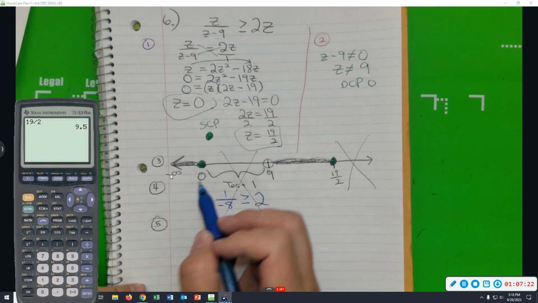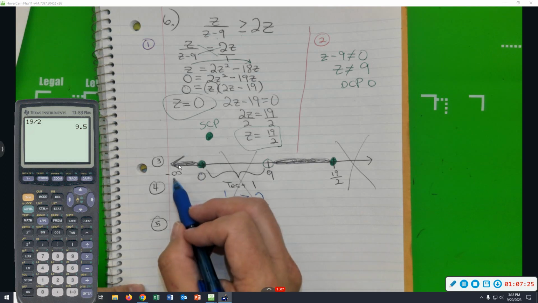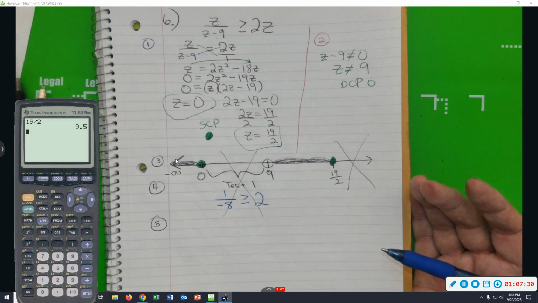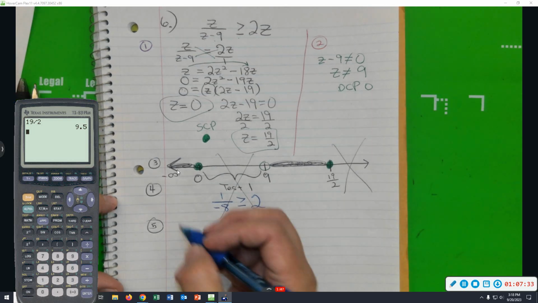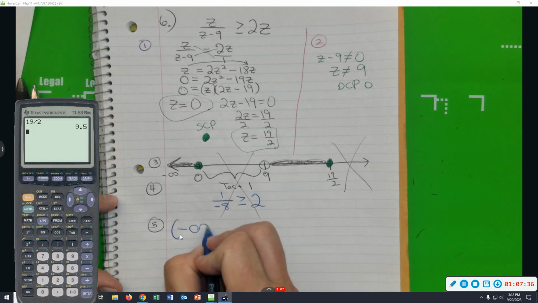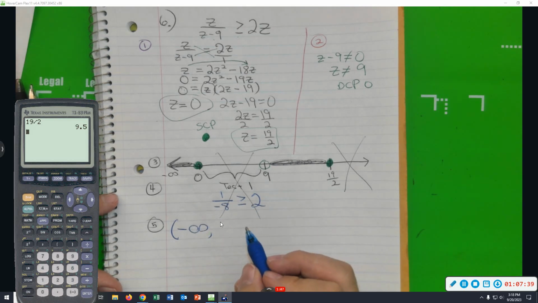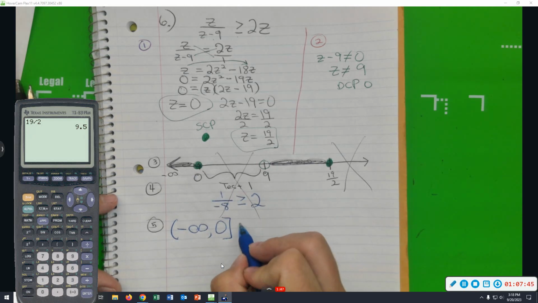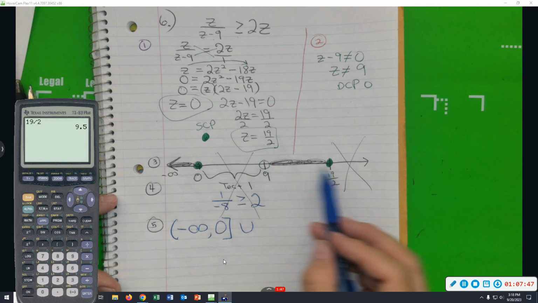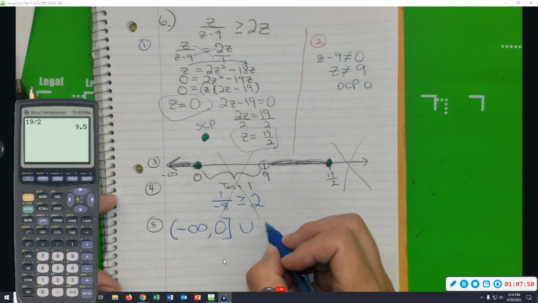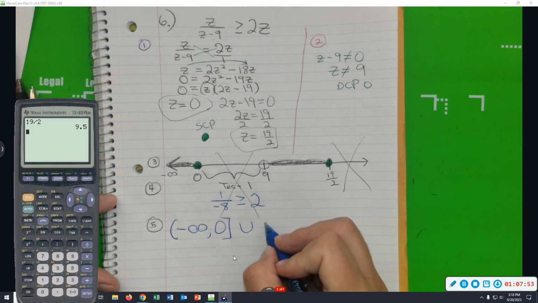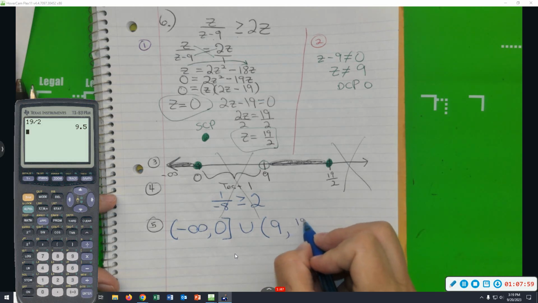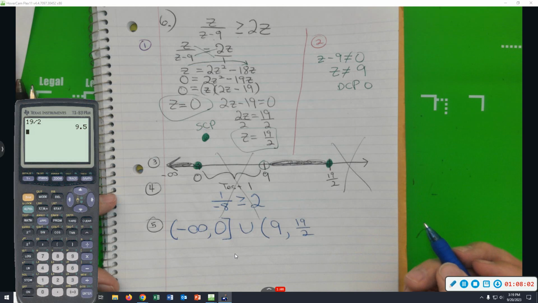A common mistake is people write 0, negative infinity. And my math lab isn't going to tell you how you messed up on your interval notation. They're just going to say wrong. So you have to go parenthesis, negative infinity, comma, and then you have 0 and the bracket, union from the toolbar. Now this interval, you have to go left to right. Call it out as if you were typing it. I couldn't hear you. Parentheses, 9, comma, 19 halves. And what goes after the 19 halves? A bracket.